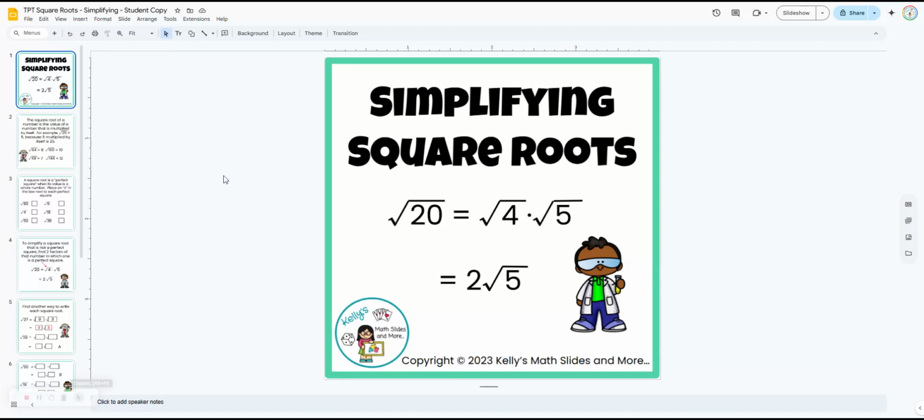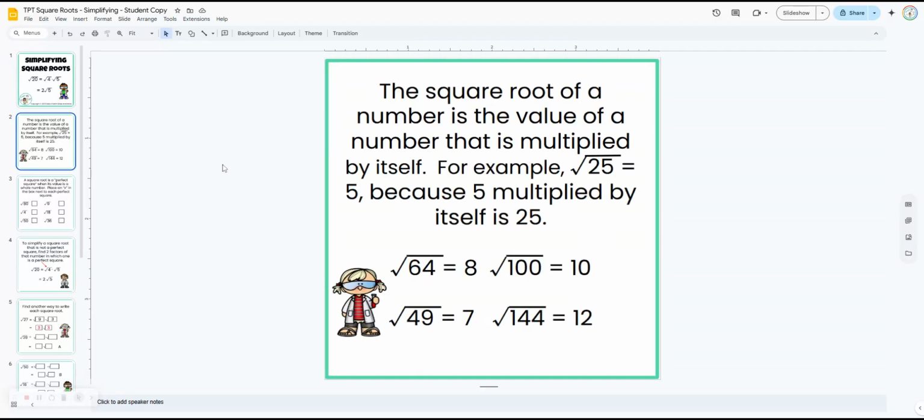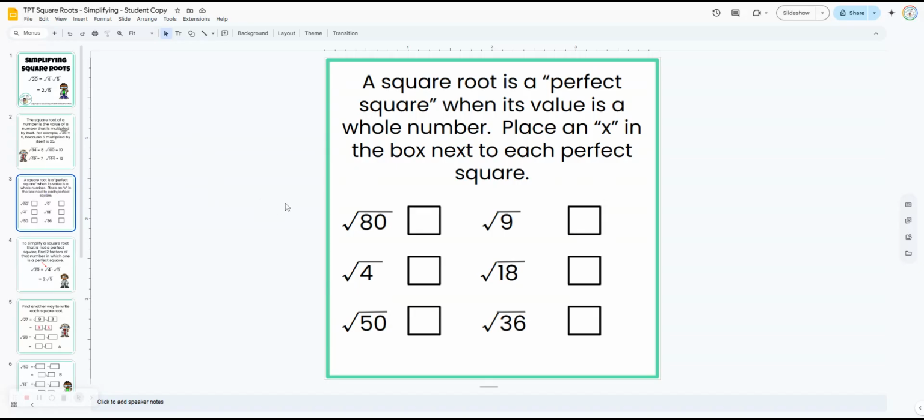Simplifying square roots. This is a digital lesson. And the lesson starts with explaining what a square root is. And then it has students look for perfect squares.